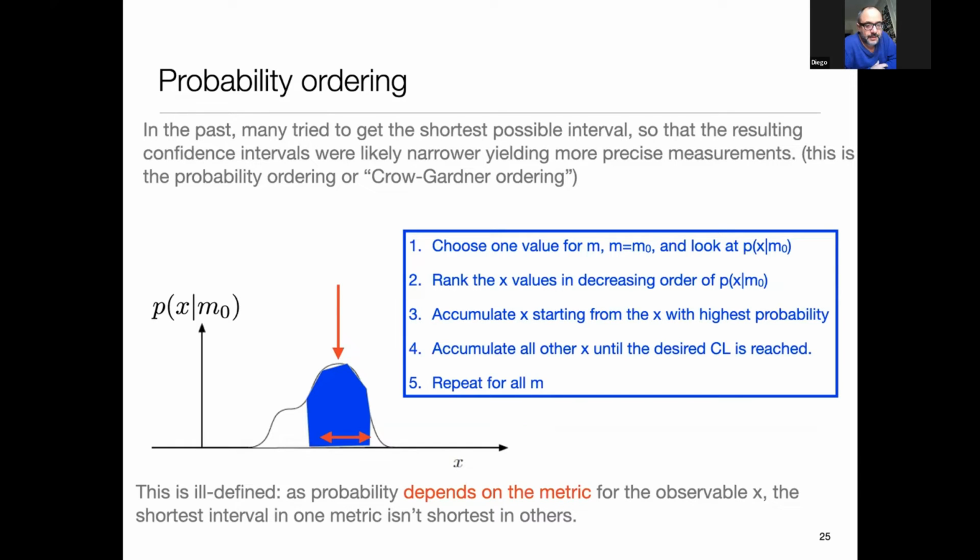However, I hope you remember in our first lecture that I told you that the probability actually depends on the metric of the observable X. So if I'm using a different metric, the peak will be in a different position. So there is really nothing physically special in using a probability ordering. It's just a choice that depends on the metric. Therefore, it doesn't have any special properties from the statistical point of view.